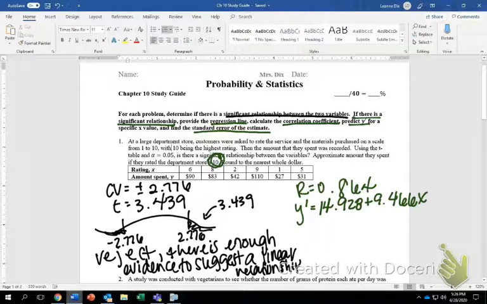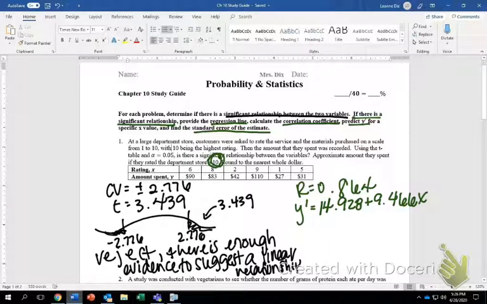It says approximate the amount they spent if they rated the department store as a 10. So I'm just going to skip that really fast because I don't want to delete anything from my calculator quite yet, but I know in a couple seconds I'm going to plug in a 10. The last thing I need to do before I plug in my 10 is figure out what my standard error of estimate is.